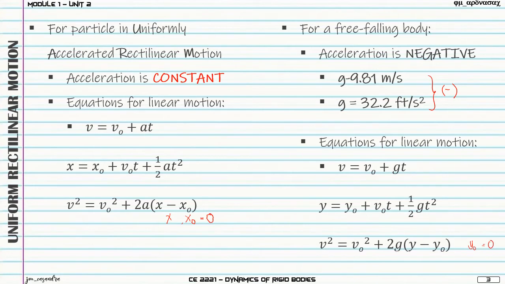So the equation we get here is only 2gy. And at the same time, here, y sub o is also equal to 0. That's why for your equations, if you could remember from physics, y is equal to v sub o t plus 1/2 gt squared.